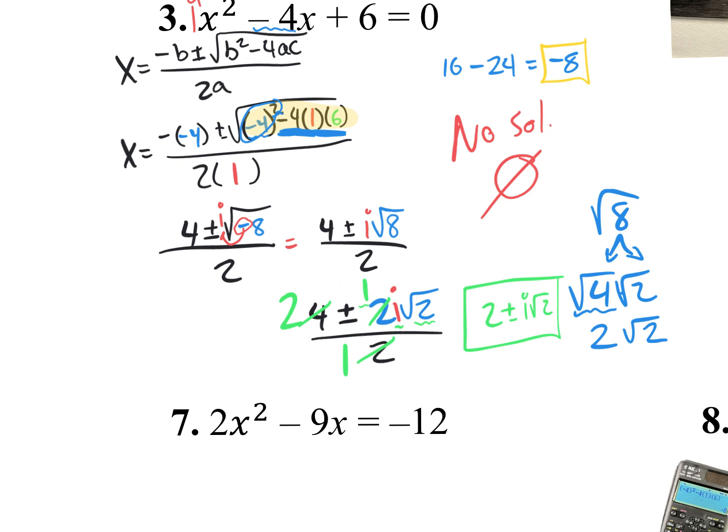So on the practice quiz, there's 2 questions where I actually want you to pull that negative out as an I, and then continue simplifying and reducing to get to your final answer. So just keep an eye out for that.